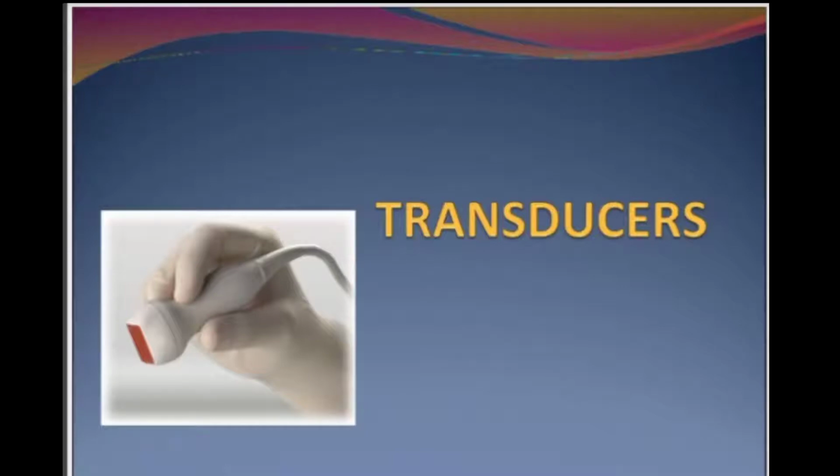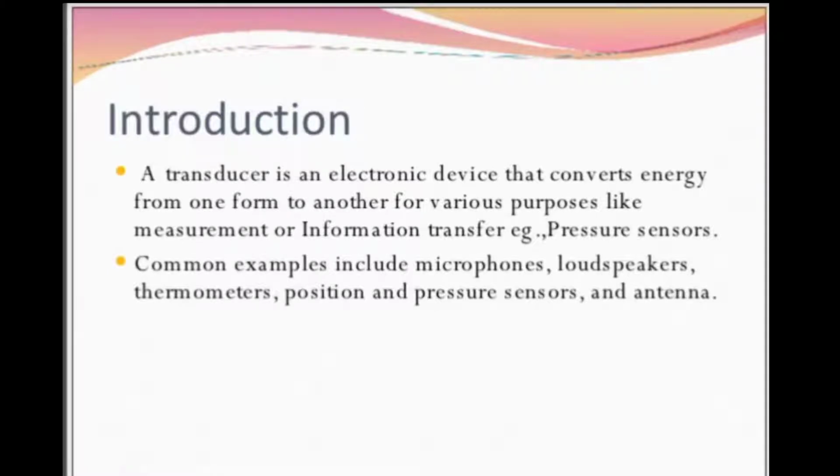What are the classifications? How does a transducer work? All this. Basically, what is a transducer? It is an electronic device that converts energy from one form to another form, for various purposes like measurement and information transfer. Common examples include microphones, loudspeakers, thermometers, position and pressure sensors, like that. If you go for a scan, in scanning we are measuring the signals by processing waves into the body of a person.